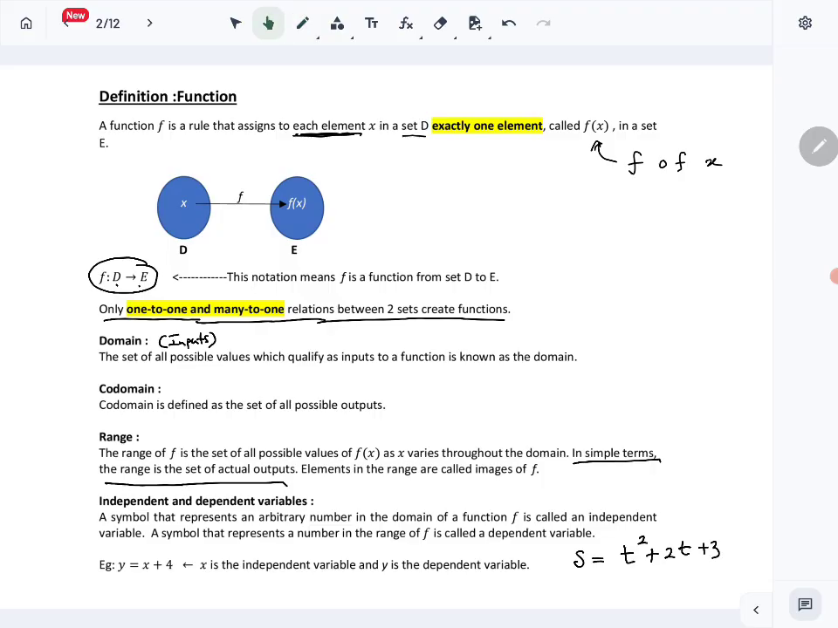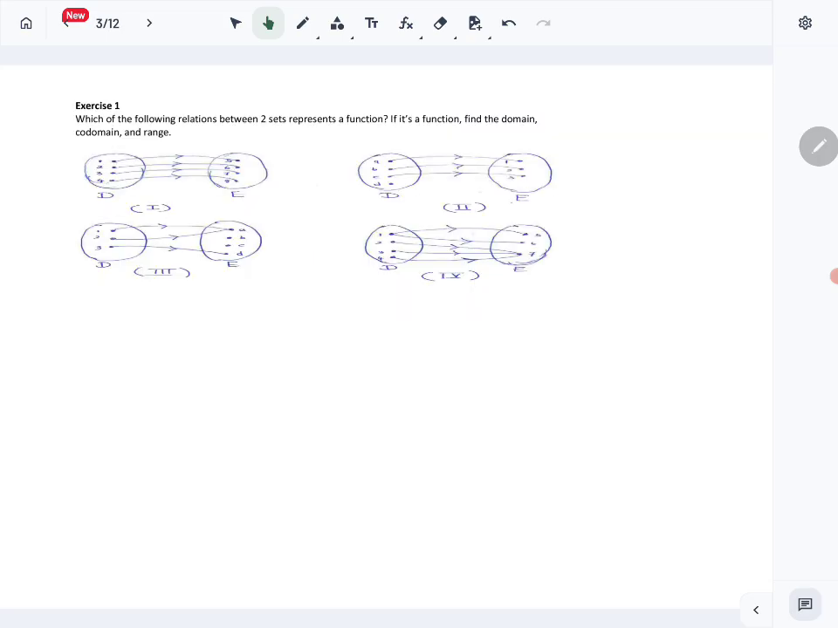So this one, s is dependent on t. So t is the independent variable, s is the dependent variable because s depends on t. So then t is independent, s is dependent, right? Okay. Now let's do an exercise to understand these terms, right?